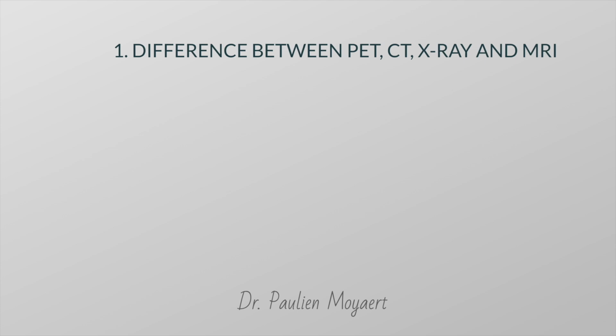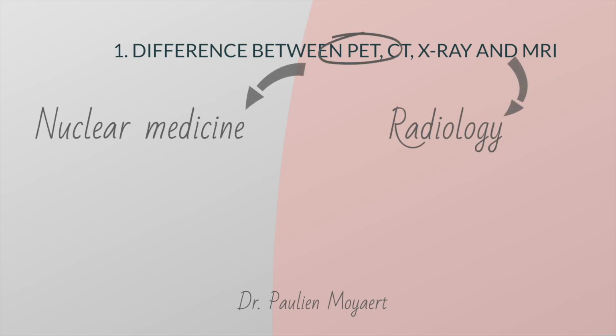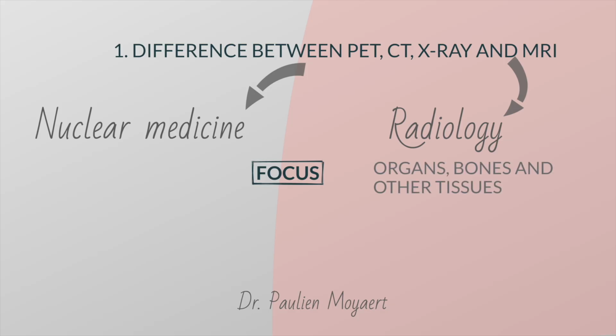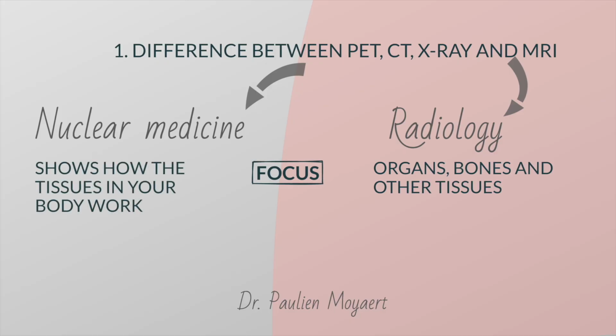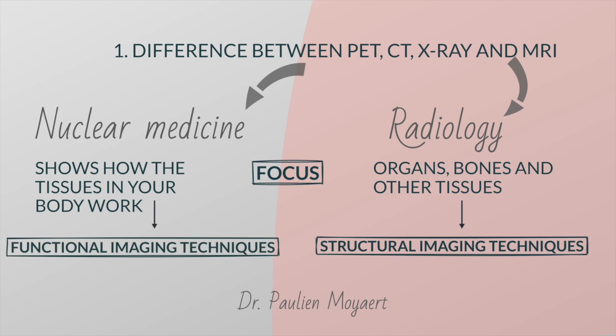PET, CT, X-ray, and MRI are commonly used imaging techniques. CT, X-ray, and MRI belong to radiology, and PET belongs to the field of nuclear medicine. The main difference between those two groups is their focus. CT, X-ray, and MRI create detailed images of organs, bones, and other tissues. A PET scan, on the other hand, shows doctors how the tissues in your body work on a molecular level. CT, X-rays, and MRI are therefore called structural imaging techniques, whereas PET is a functional imaging technique.